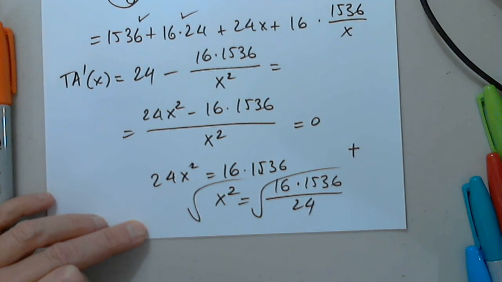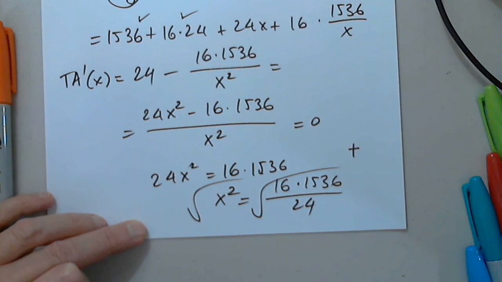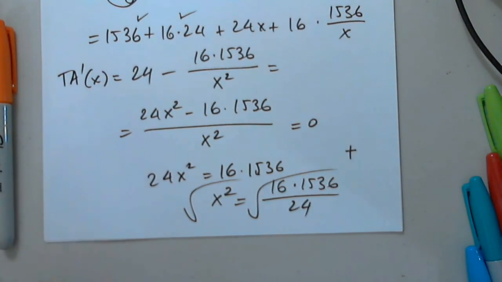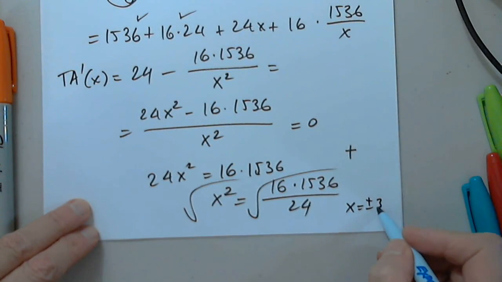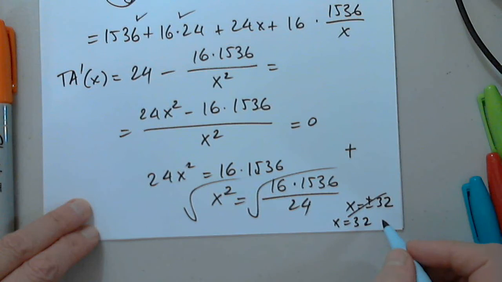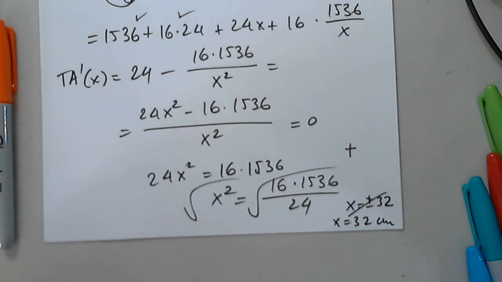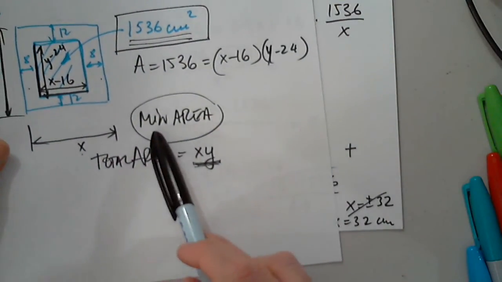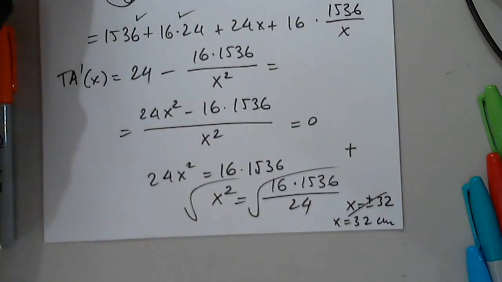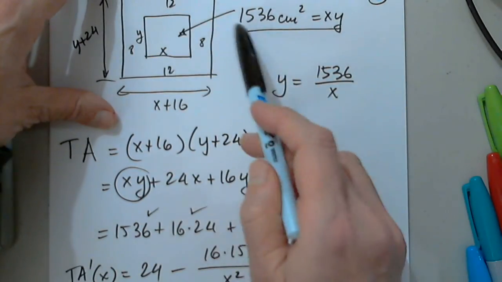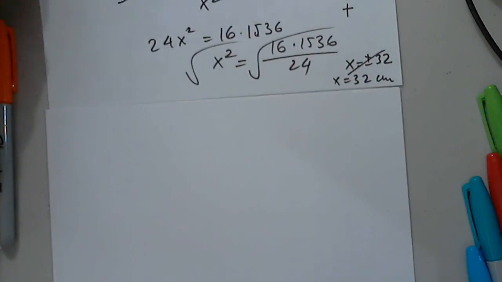So the square root of 16 times 1536 divided by 24, close. So I got 32. It should be plus or minus 32, but because it's a distance, it's only 32 centimeters. So we claim that this gives the minimum, right? We're asked to find the minimum area, given the restriction that the inside is 1536 centimeters squared.